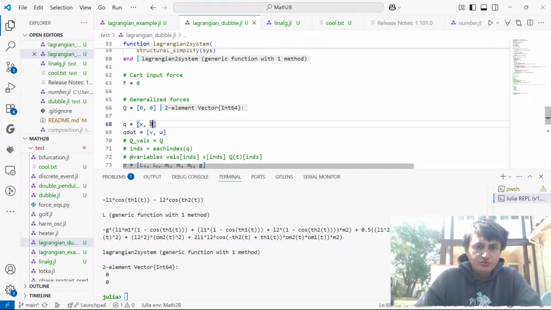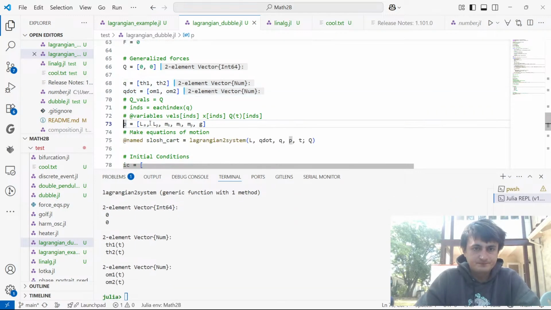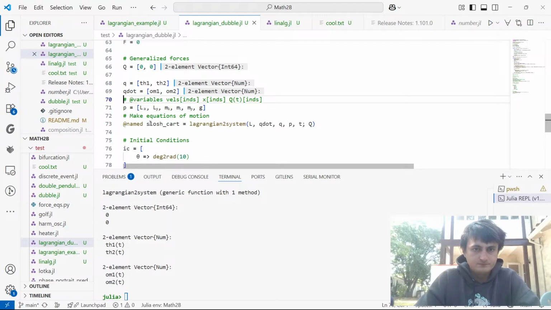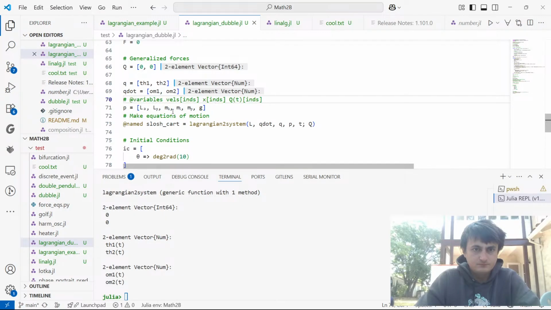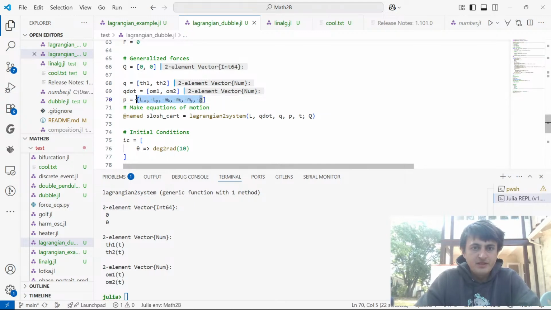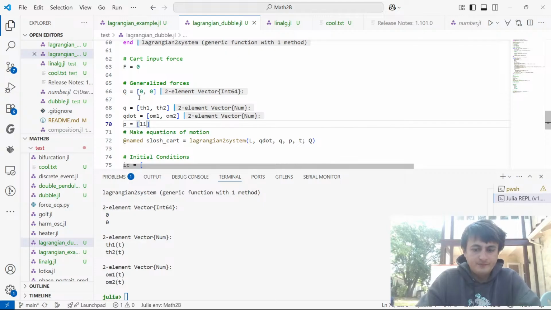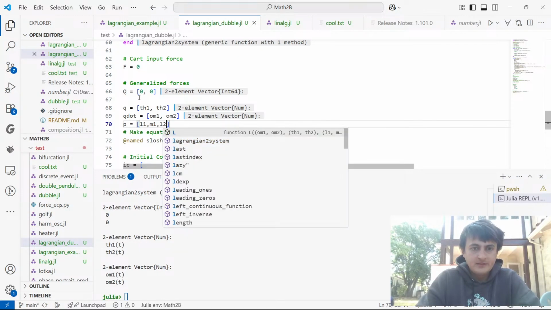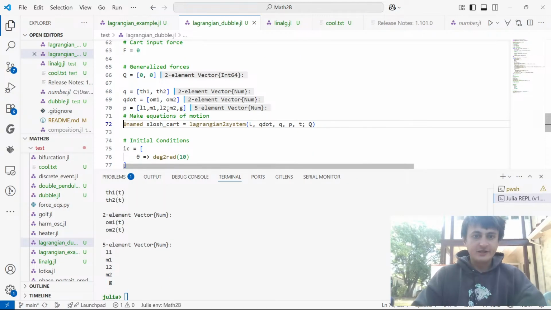Q is going to be theta 1, theta 2. Q dot is going to be omega 1, omega 2. P is going to be, let's make sure we get the right, L1, M1, L2, M2, G. Okay, this is going to be double. L, Q dot, blah, blah. Okay.